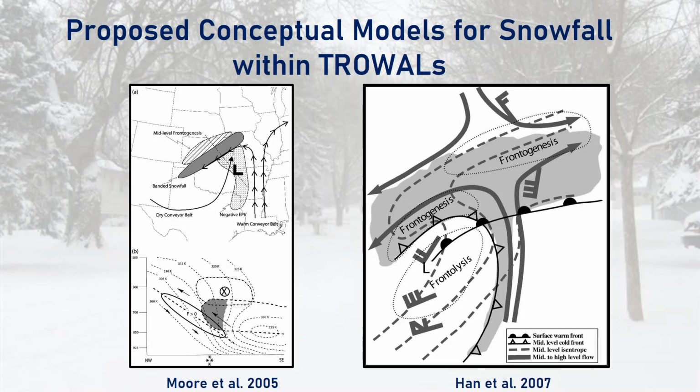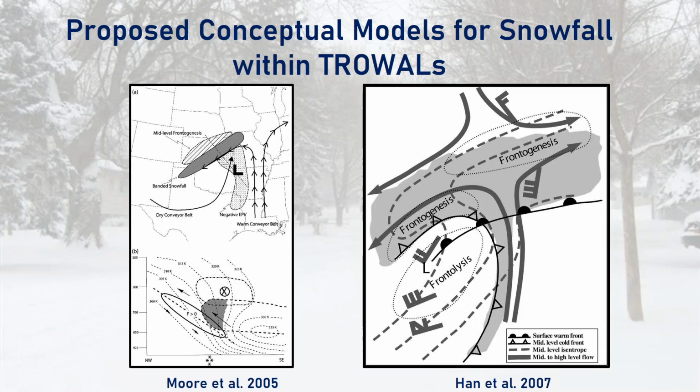So by looking at this, there came up 2 conceptual models of how precipitation occurs with the TROWAL. Back in 2005, Jim Moore and colleagues at St. Louis University said, well, if you have the warm conveyor belt, which is right here, it comes back around, you're going to have frontogenesis on the northern edge of that warm conveyor belt, with our warm front in essence. And south of that mid-level frontogenesis, you're going to get banded snowfall.